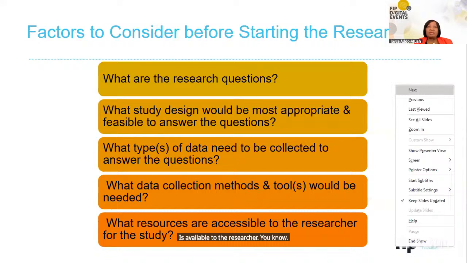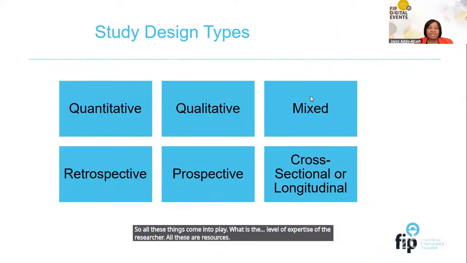What population is available? Because it's not easy to just go out and start asking questions. So all these things come into play. What is the level of expertise of the researcher? All these are resources that are important.